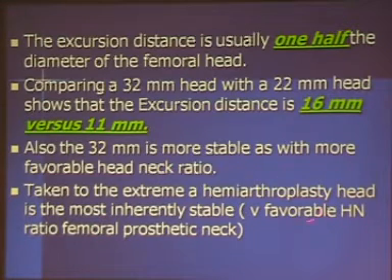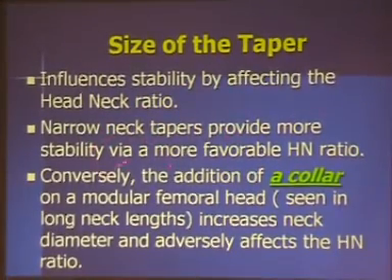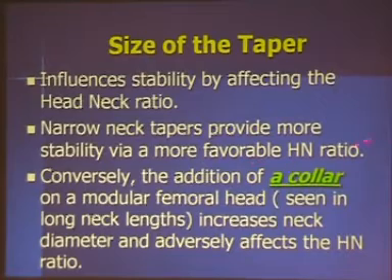Taken to the extreme, obviously the hemi-arthroplasty or the bipolar arthroplasty, the head is most inherently stable because it has a very favorable head-neck ratio. Side of the taper, again, narrow neck tapers provide more stability via a more favorable head-neck ratio, because if you are going to use a small taper, this means that the head-neck ratio is bigger, and this allows better excursion distance.